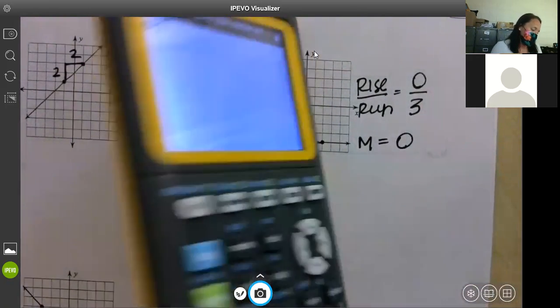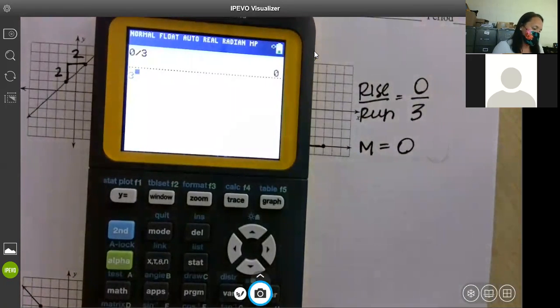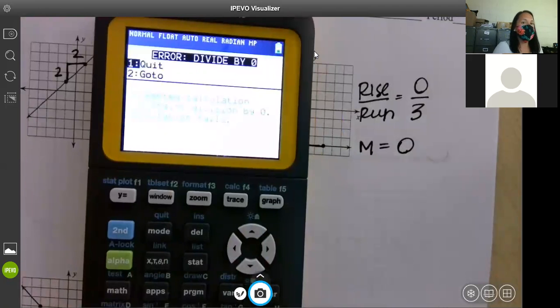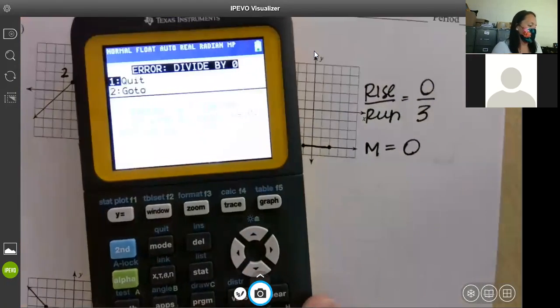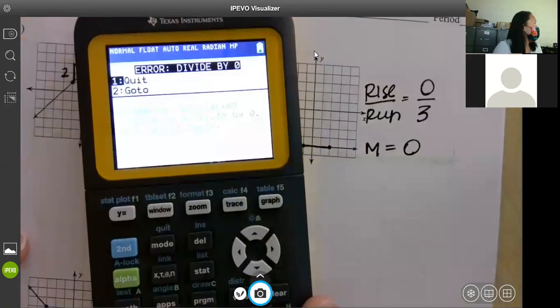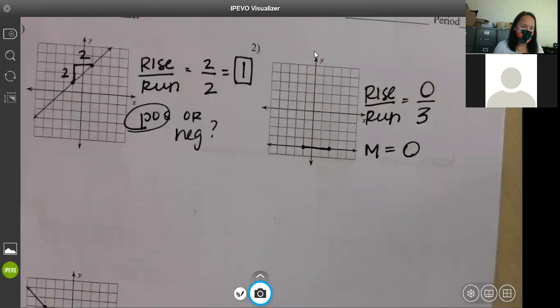If it happens to be the other way around, and you got 3 over 0, look what happens. That one would be the one that's undefined. So put it in your calculator, and it should tell you how to do this. Is everybody good? Got it? Okay, so watch that.